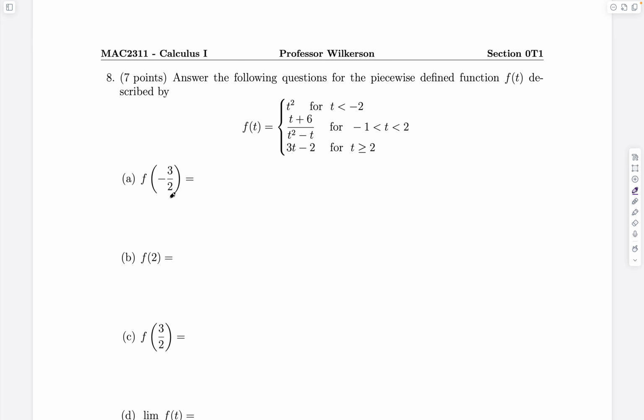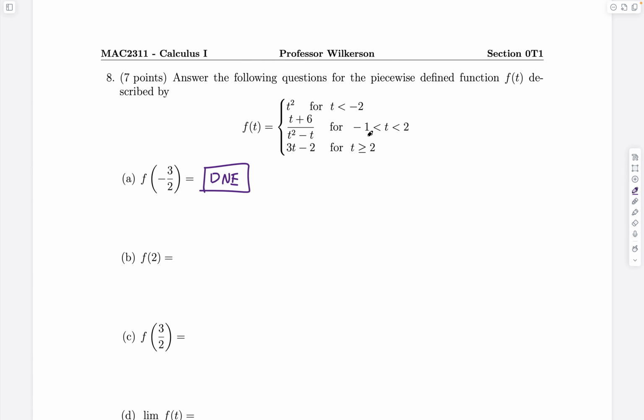Like we just talked about, the function is only defined for things less than -2, and then between -1 and +2, and then greater than 2. So -3/2, which is about -1.5 in decimal, doesn't exist, right? There's no expression that corresponds to that in my piecewise function. So technically, A would be does not exist. There's no y value that satisfies that, right?